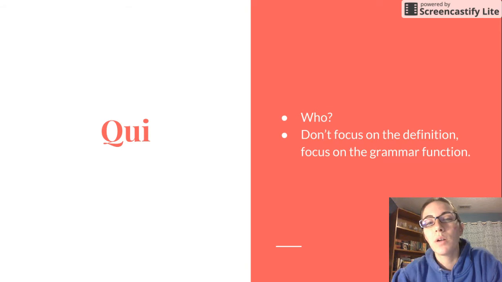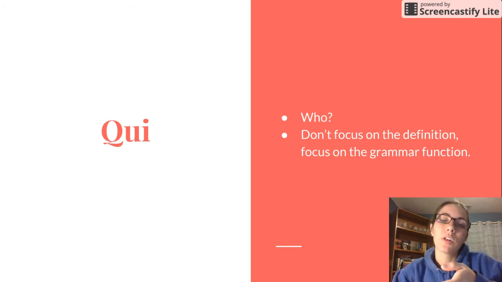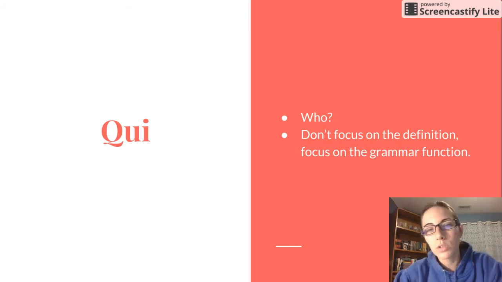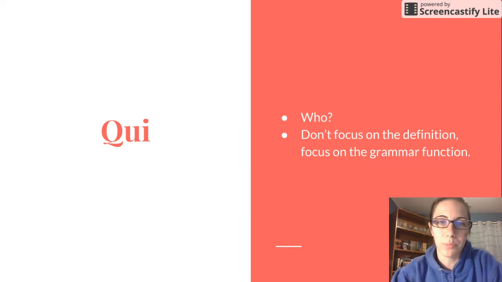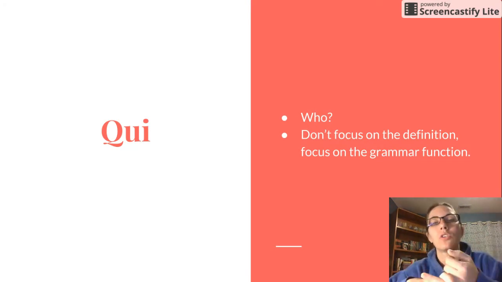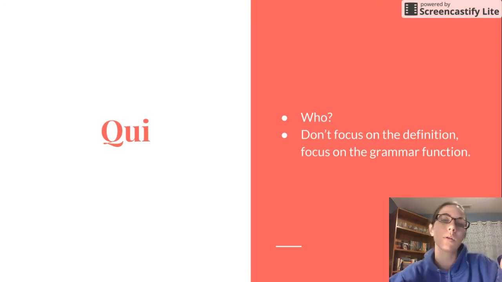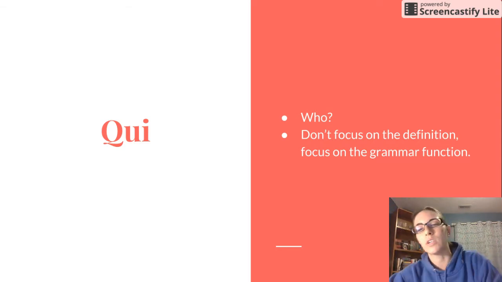Now, our first relative pronoun is qui. And normally we've learned that that means who. But don't focus on the definition. Focus on the grammar function. Okay, and I'm going to teach you how to do that. But don't worry about qui meaning who and que meaning what. That no longer applies because we're learning how they're functioning in grammar.